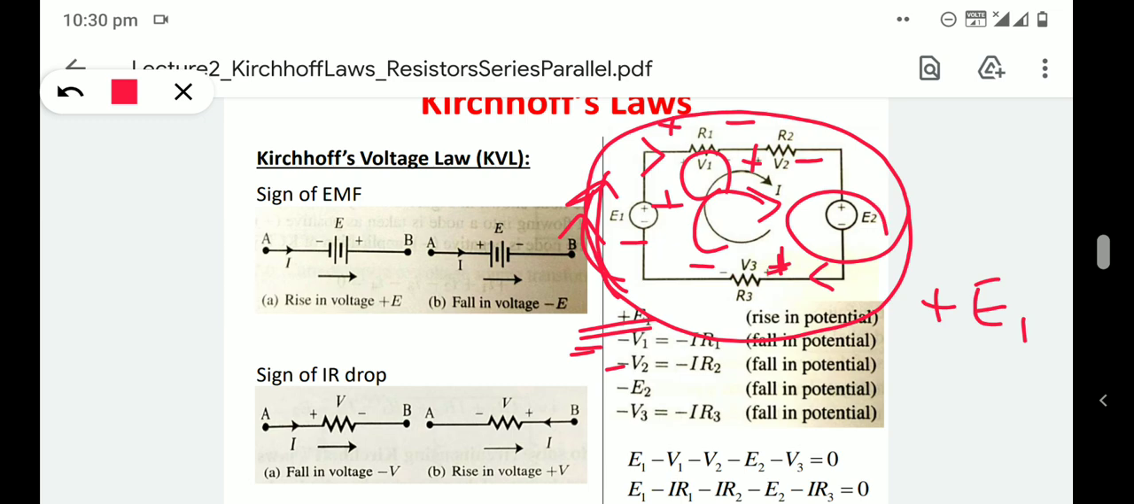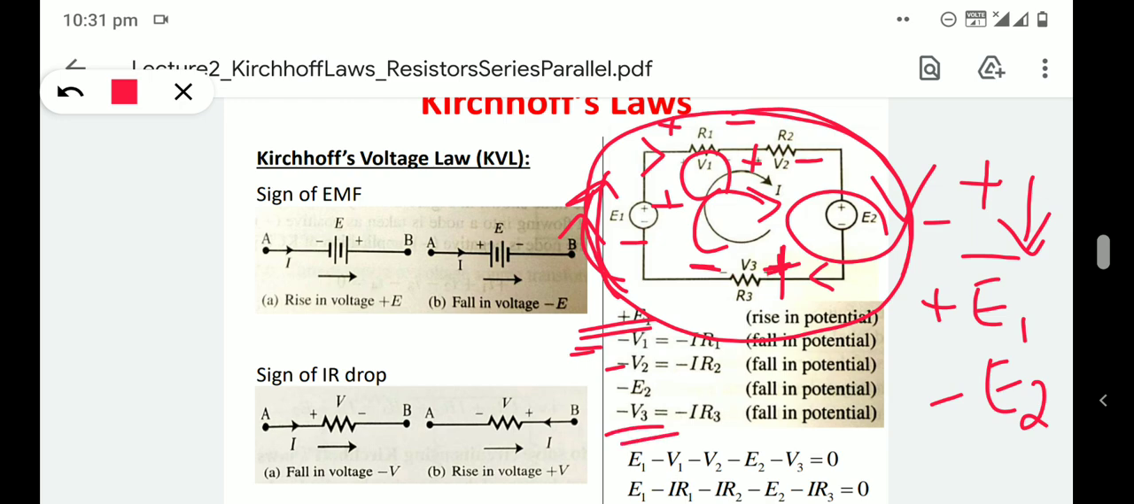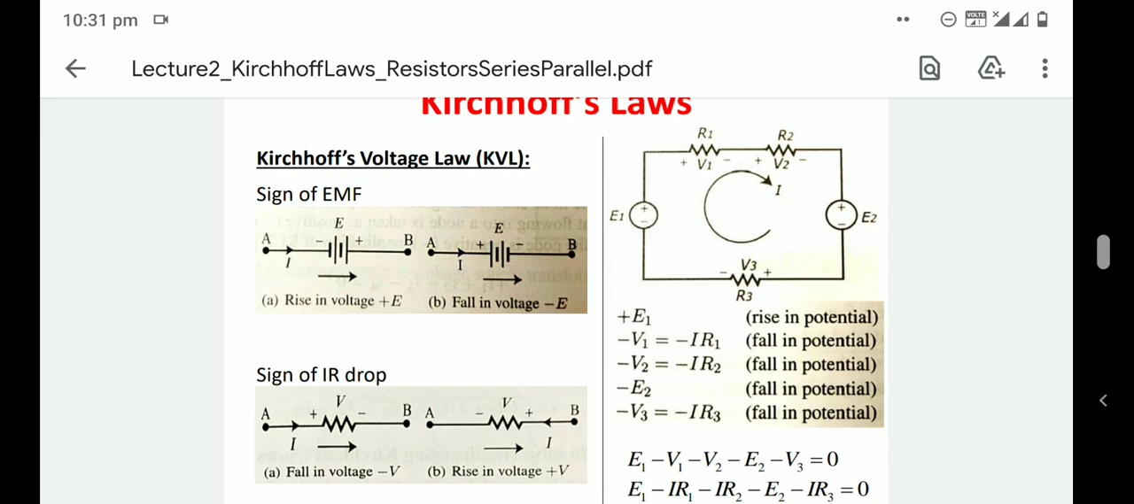Then for E2, as we are moving like this, we are moving from plus to minus again, so E2 should again be minus. Then V3, again from plus to minus, so there is a drop in voltage, minus V3. So only E1 is plus, all other voltages are minus. So it can be written as plus E1 minus V1 minus V2 minus E2 minus V3 equal to 0 according to KVL.